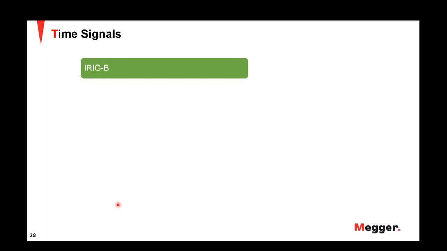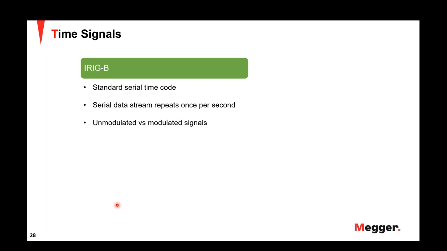Next comes timing signals. Different types of time signals can be obtained from the receivers, like the IRIG-B signal. It's the most common of the standard serial time codes, and it's used to distribute precise time information to all the equipment in your system or network, right? So basically it encodes the day of the year, hour, minutes, and seconds in a pulse per second serial data stream that repeats once per second. And there are different types of signals. Even with IRIG-B, you can have unmodulated and modulated signals, depending on what is required for your relay for synchronization.